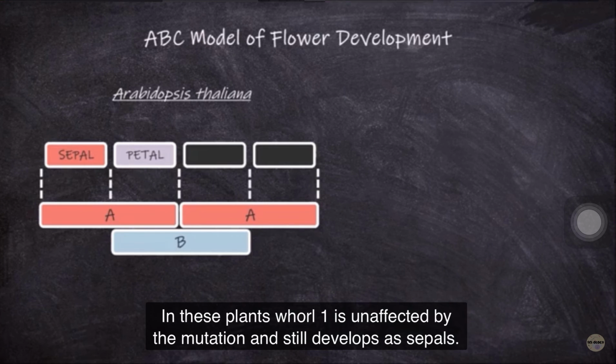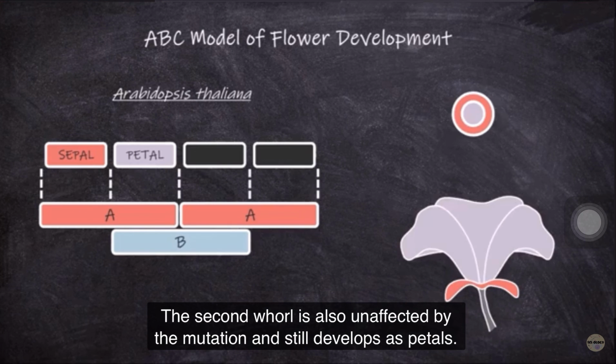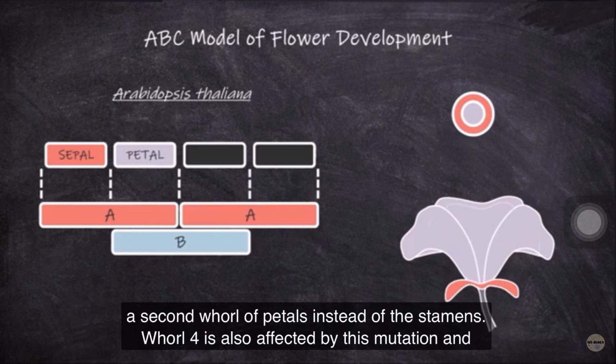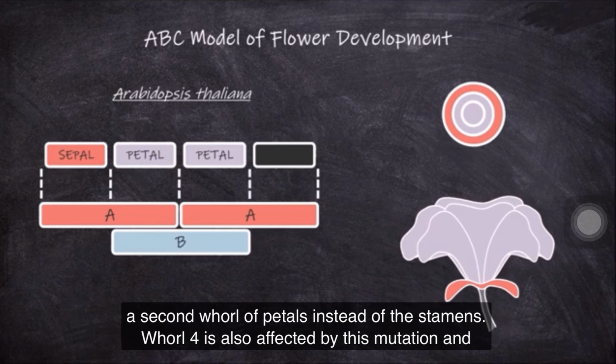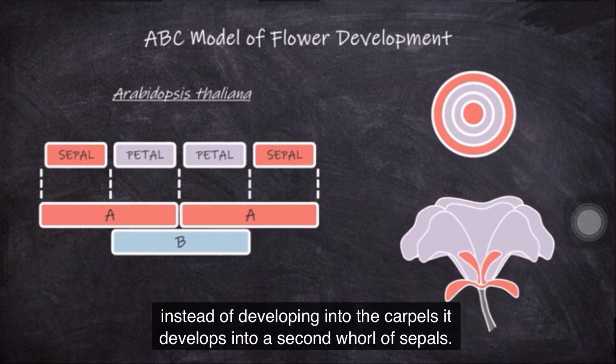In these plants, whorl 1 is unaffected by the mutation and still develops as sepals. The second whorl is also unaffected by the mutation and still develops as petals. But because A genes are expressed instead of the C genes in this mutation, the third whorl develops as a second whorl of petals instead of the stamens. Whorl 4 is also affected by this mutation, and instead of developing into the carpels, it develops into a second whorl of sepals.